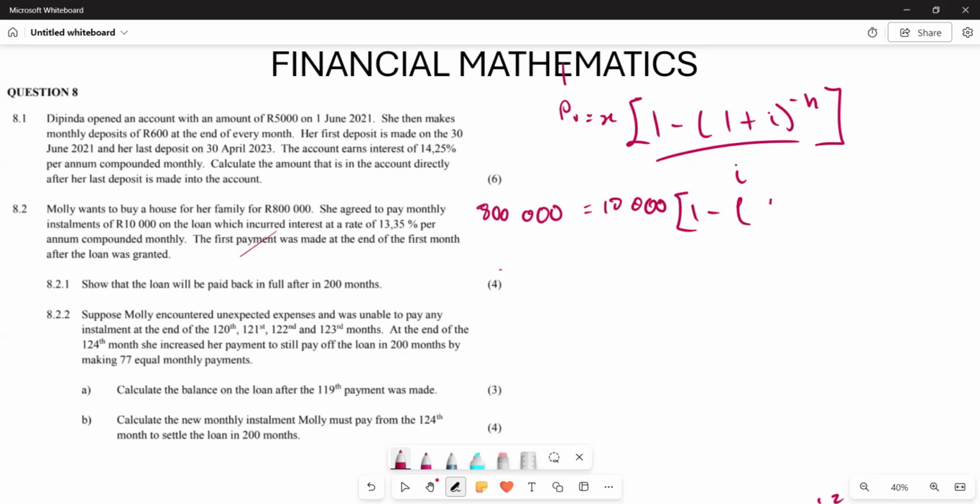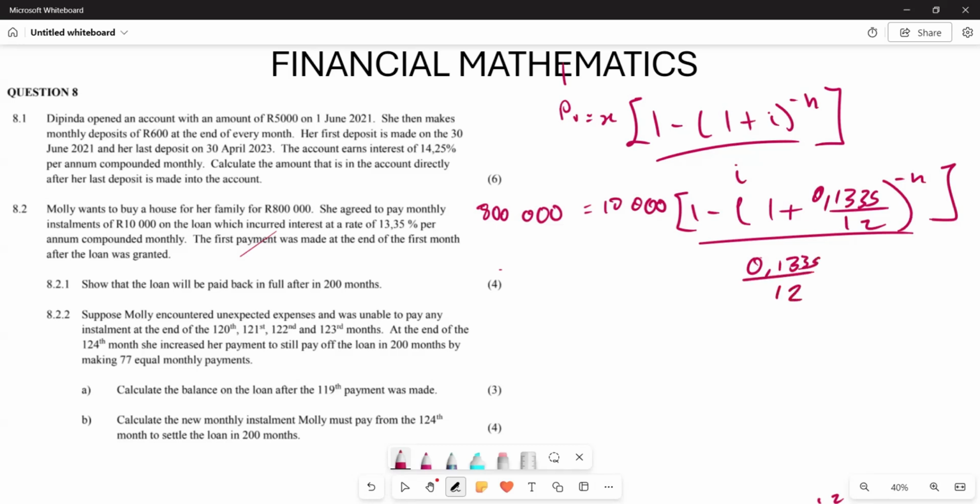This is 1 plus, what is the interest given here? The interest given here is 13.35%, or rather, let's write this in the correct way, 0.1335, right? Over 12, to the power of n. Remember, because we are looking for n. Here this is 0.1335 over 12. Now you are going to cross multiply. When you cross multiply, what is it that you're going to have?